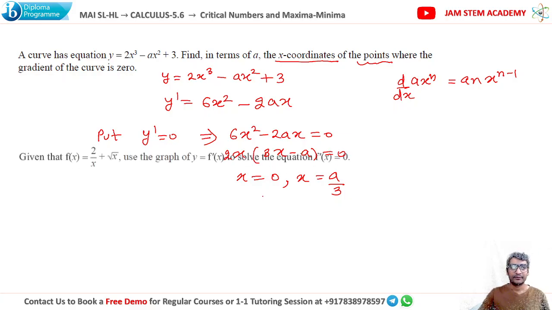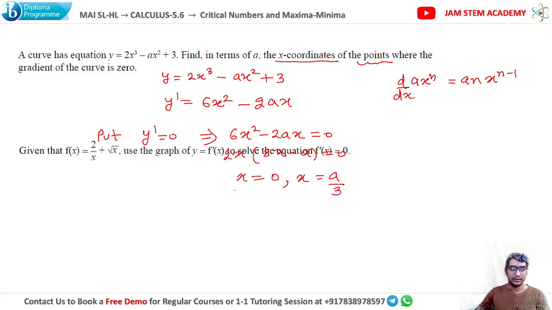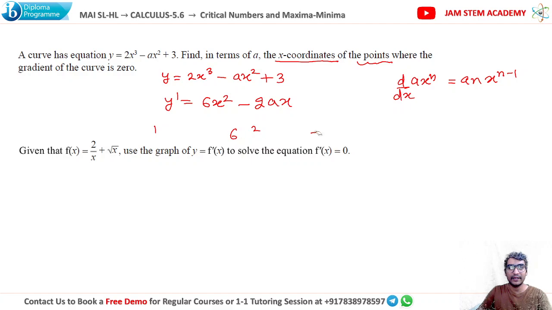Next question says you have to find f of x is given to us and we have to find f prime x and put that f prime x equal to 0 and get the values of x from there.